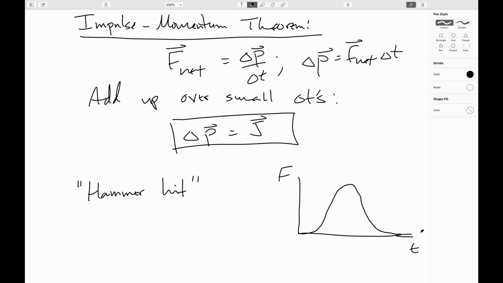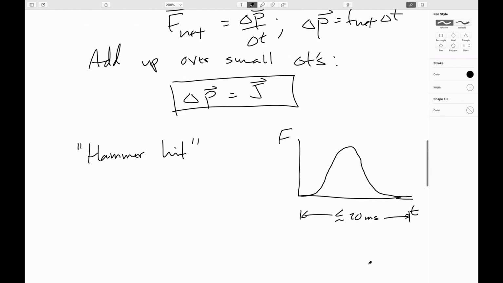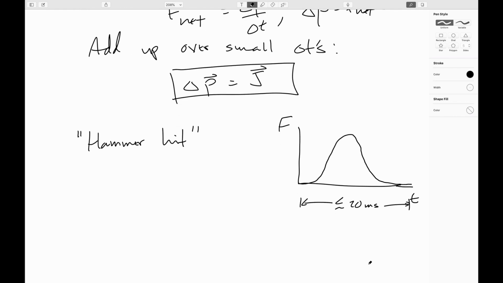It changes rapidly. And then the other thing is that this rapidly changing force tends to happen over a period of maybe 20 milliseconds or less. So I'll say less than or on the order of. So this is not meters per second, this is milliseconds. Remember, milli means times 10 to the negative 3. So 0.02 seconds. So you're talking 2/100ths of a second here. It's very rapid. And so it can be very hard to measure the forces involved.